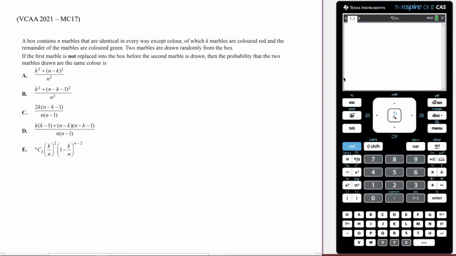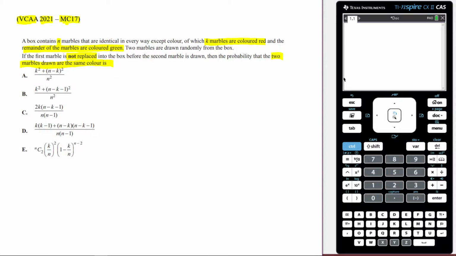We're going to answer this question here, and as you can see, it is taken from a Year 12 exam, 2021 multiple choice question 17. A box contains N marbles that are identical in every way except color, of which K marbles are colored red and the remainder of the marbles are colored green. 2 marbles are randomly drawn from the box. If the first marble is not replaced into the box before the second marble is drawn, then the probability that the 2 marbles drawn are the same color is what?